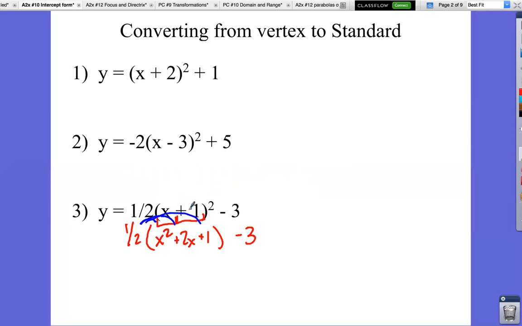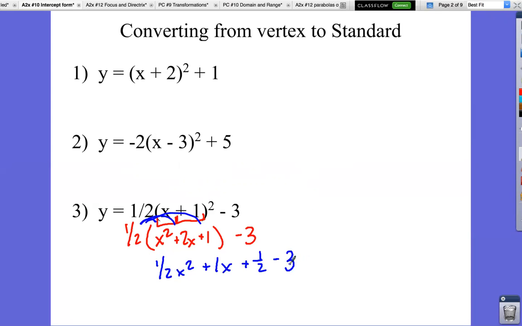And here's the part that people hate. When I'm distributing a half, keep it as a fraction. 1/2 times 2 is 1x. 1/2 times 1 is plus a half, minus 3. If you hate fractions, use a calculator. But get comfortable with this.